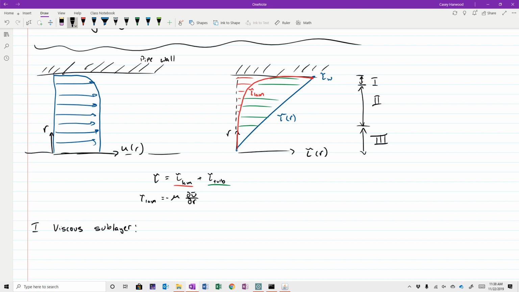The idea here is that near the wall, turbulence is suppressed and viscosity dominates. And this is reflected by the fact that out near the wall, in region 1, almost all of that shear stress is made up of that laminar term. All right. 2 is what we call the overlap layer.